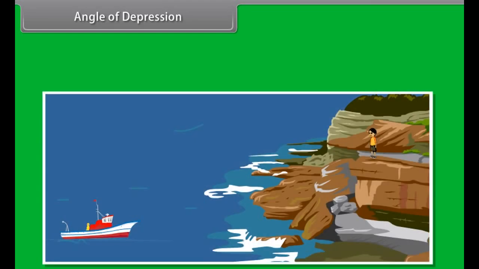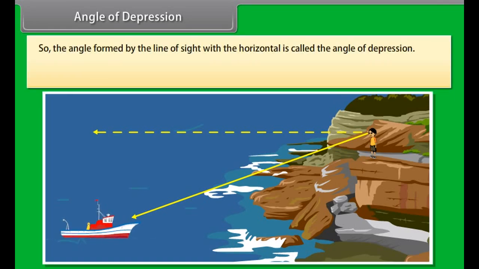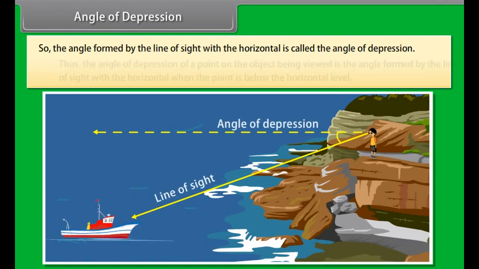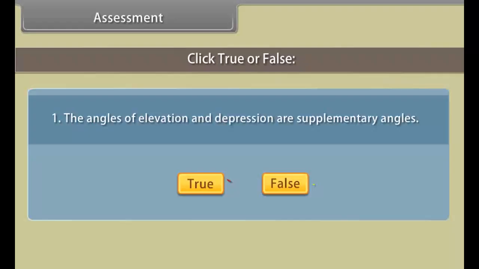Angle of depression. Now consider the situation when a boy is standing at a cliff and is looking down at the boat. Here the line of sight is below the horizontal level. So the angle formed by the line of sight with the horizontal is called the angle of depression. Thus, the angle of depression of a point on the object being viewed is the angle formed by the line of sight with the horizontal when the point is below the horizontal level.